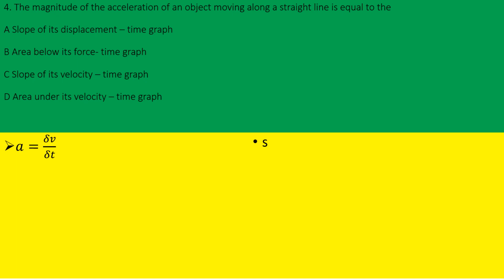The magnitude of the acceleration of an object moving along a straight line is equal to V. So we basically define acceleration as a equals dv/dt. If a is already dv/dt, this is basically the slope of the velocity-time graph. So our answer must be C, the slope of its velocity-time graph.